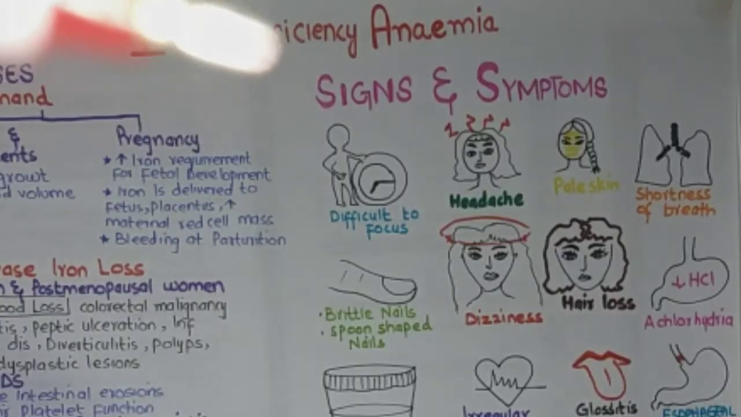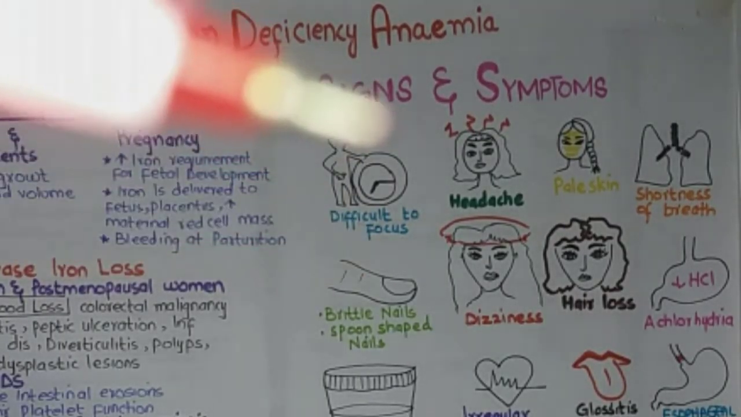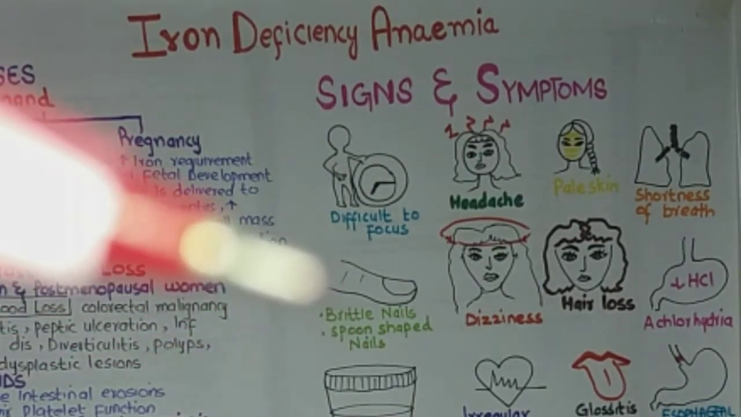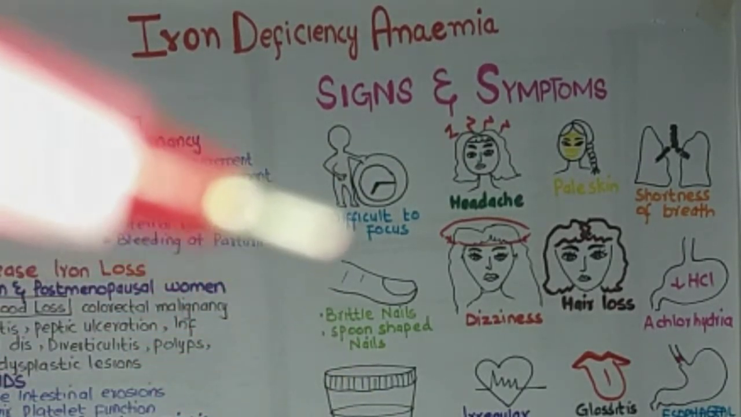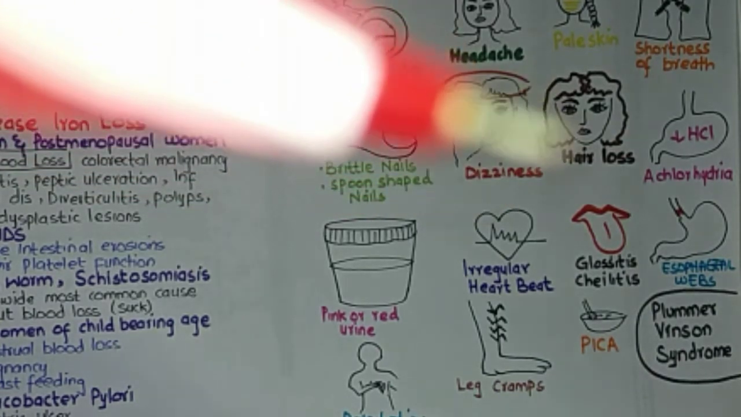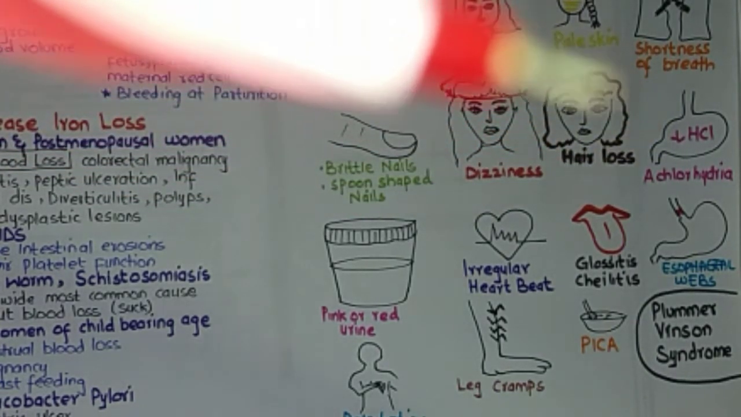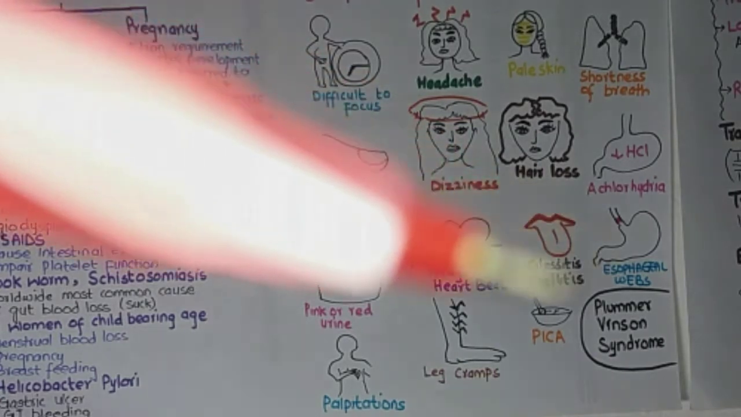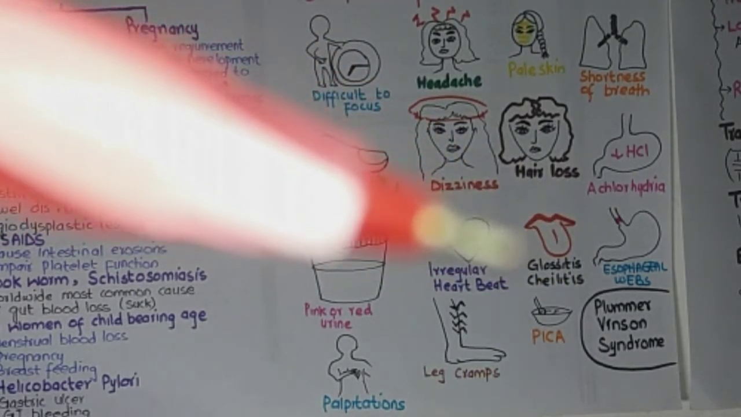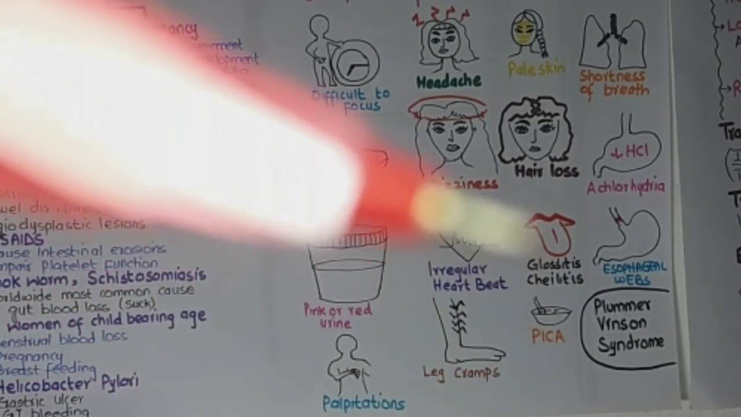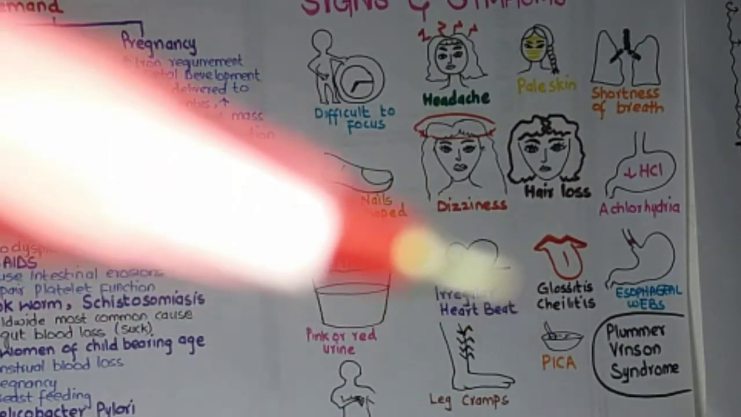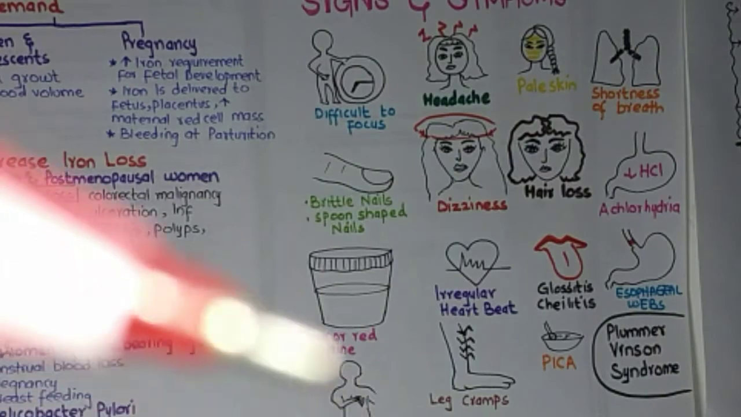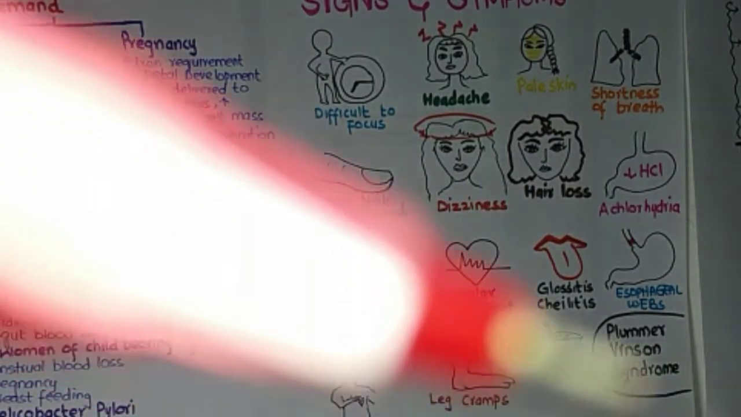What are the signs and symptoms of anemia? Difficulty to focus, headache, pale color, shortness of breath, brittle nails, spoon-shaped nails also known as koilonychia, dizziness, hair loss, achlorhydria, pink or red color urine, irregular heartbeat, glossitis, cheilitis, redness of the tongue, beefy tongue, and angular cheilitis, like ulcers or erosions at the corner of the mouth, esophageal webs, palpitations, leg cramps, and Pica syndrome and Plummer-Vinson syndrome.